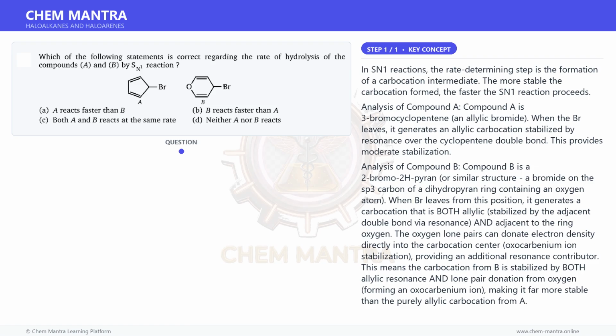Why other options fail? A reacts faster than B. Incorrect, because A forms only an allylic cation while B forms an oxocarbenium allylic cation, more stable. C. Same rate. Incorrect, because the two carbocations have different stabilities. D. Neither reacts. Incorrect, both are capable of SN1 reaction as they can form resonance-stabilized carbocations.